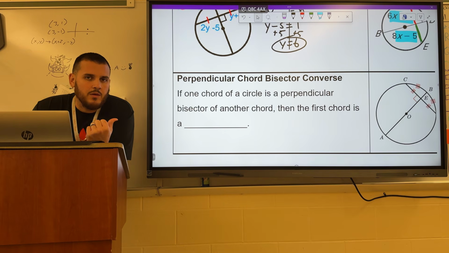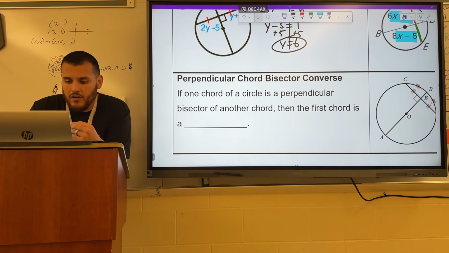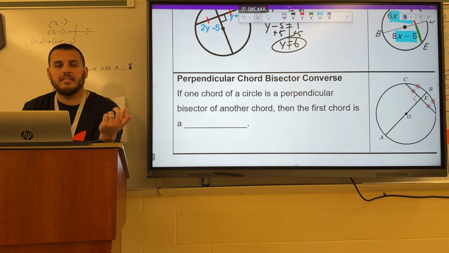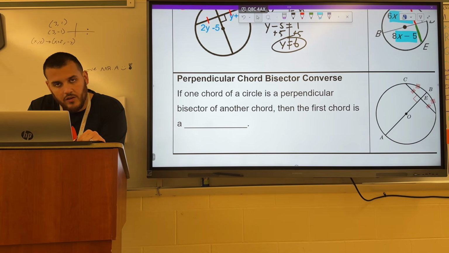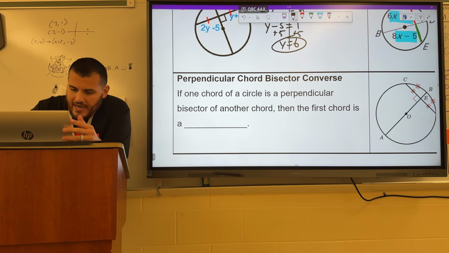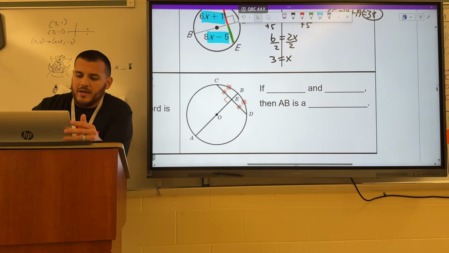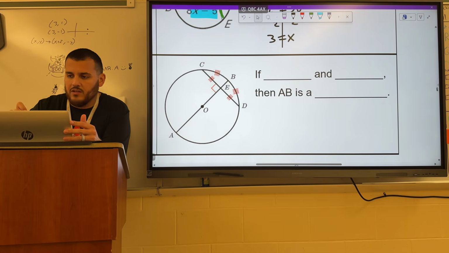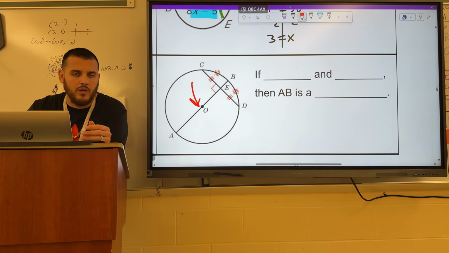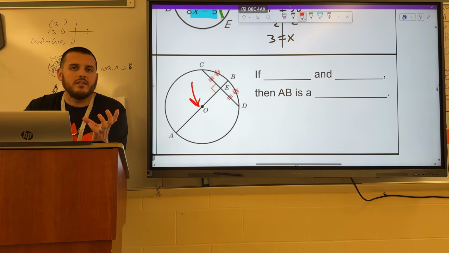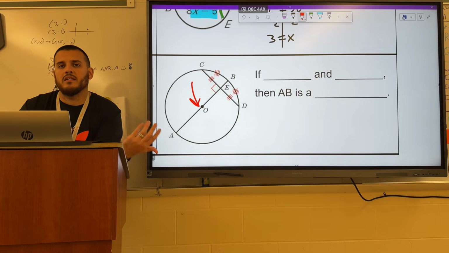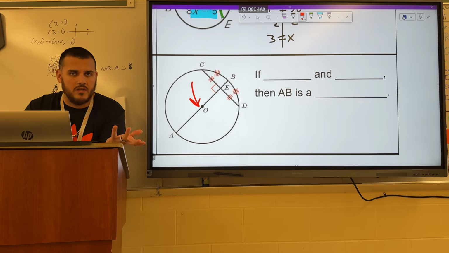We're going to briefly talk about the perpendicular converse here for our chords. If one chord of a circle is a perpendicular bisector of another chord, then that chord has to be a diameter. Okay? Now, our figure here is not the best example of this because we can see everything marked clearly and there's point O as the center of the circle. We are essentially going to be using the converse anytime we're asked to determine if a chord is a diameter.